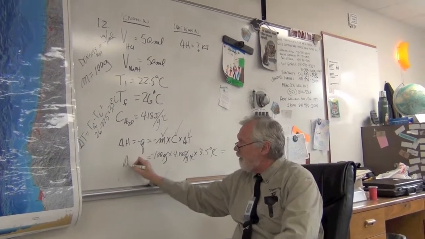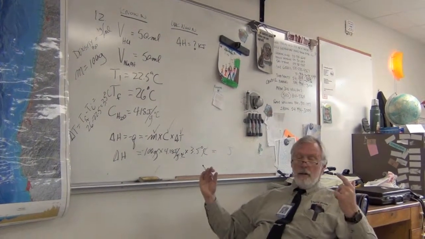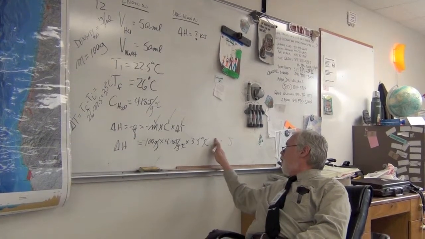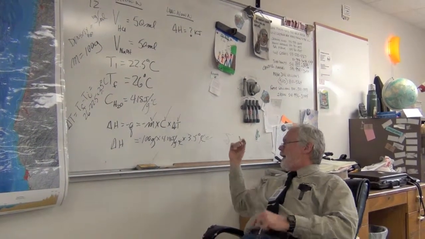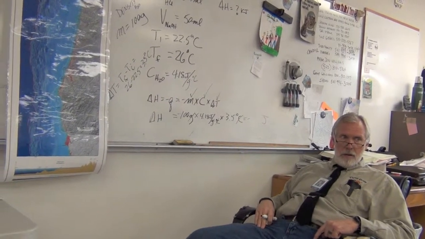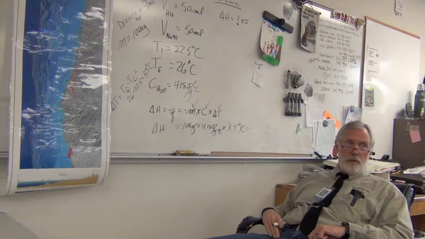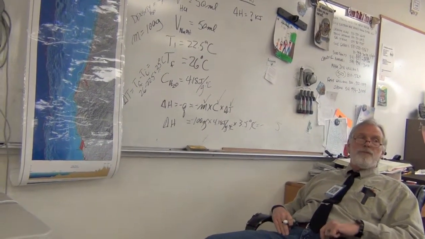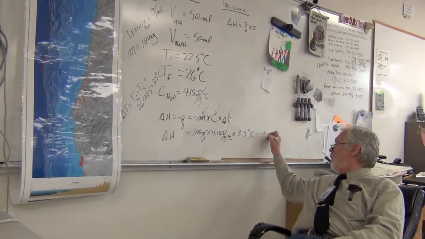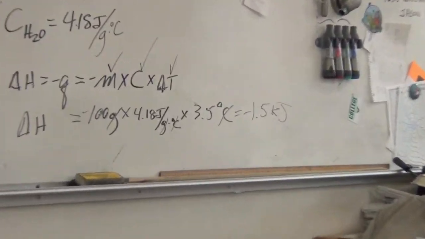Is that a good unit for delta H? Yes. And what do we get? Do the math. Minus 1,463 joules. But they don't want joules. They want kilojoules. 1.46, let's just round it, 1.5 kilojoules. We got it? Everybody see how to do this?